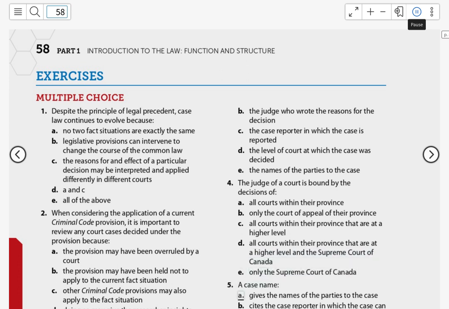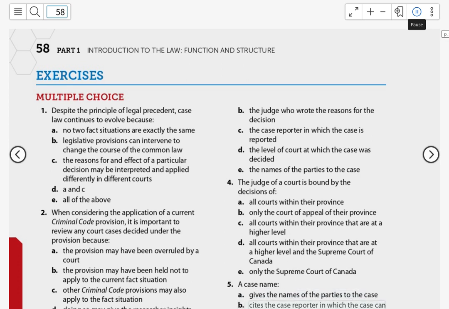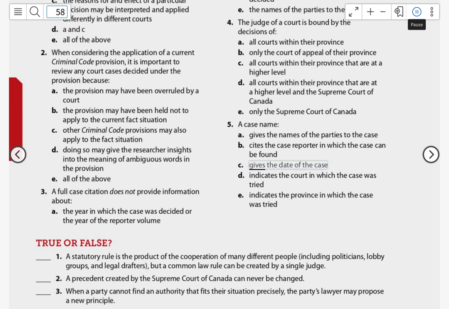5. A case name a. Gives the names of the parties to the case. b. Cites the case reporter in which the case can be found. c. Gives the date of the case. d. Indicates the court in which the case was tried. e. Indicates the province in which the case was tried.